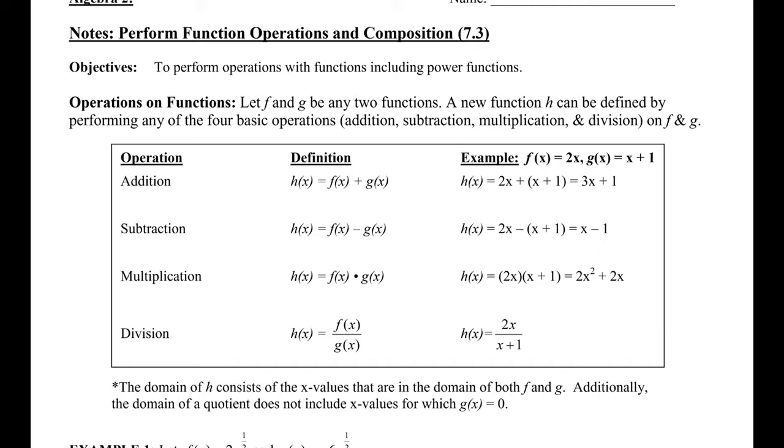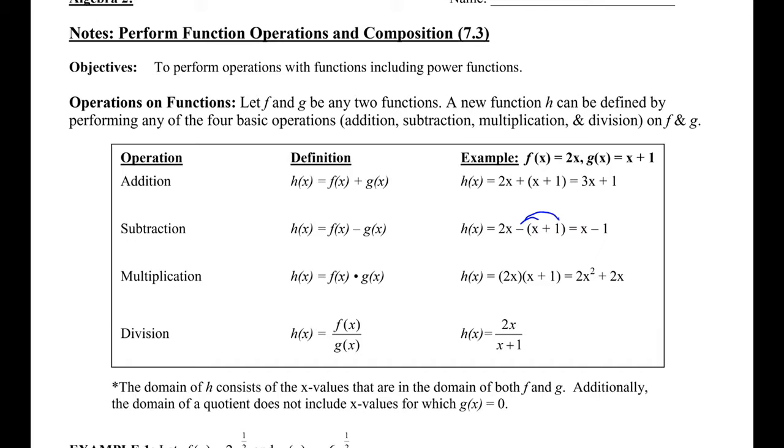So for example, if f of x was equal to 2x and g of x was equal to x plus 1, we would take the f of x value plus the g of x value and combine like terms to get 3x plus 1. Same thing for subtraction. We would take f of x minus g of x. You do want to be careful here though, because that negative would be distributed to both terms of g of x, so you'd really get minus x minus 1, which simplifies to x minus 1.